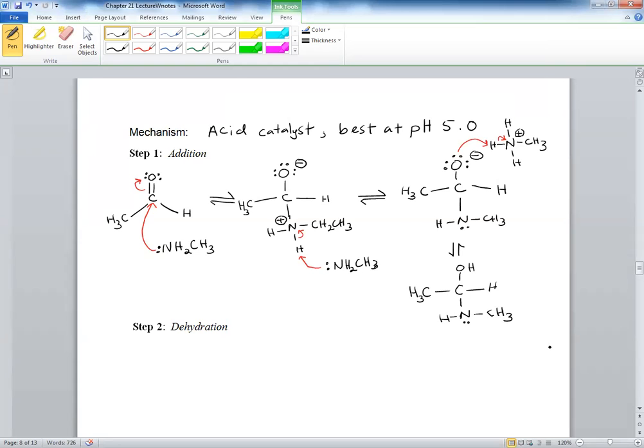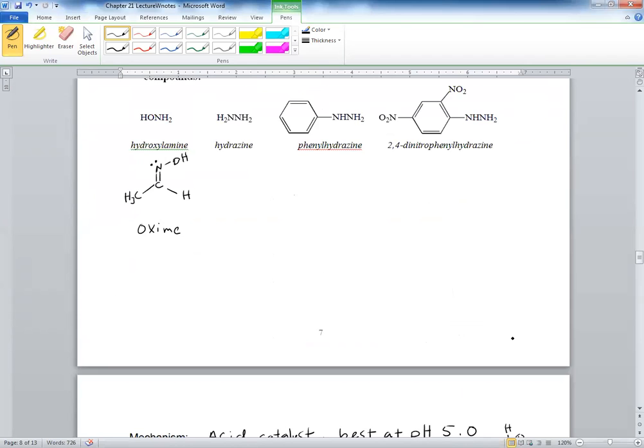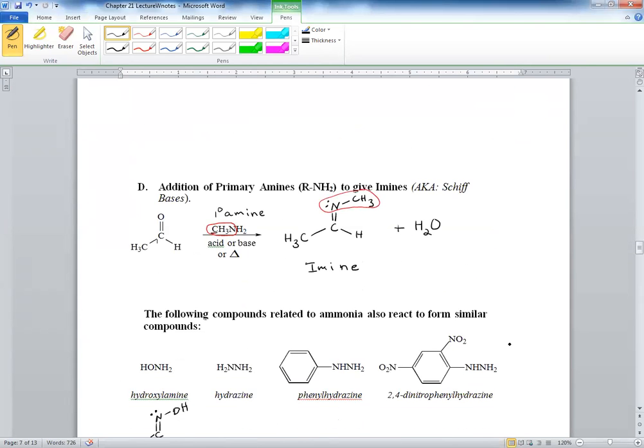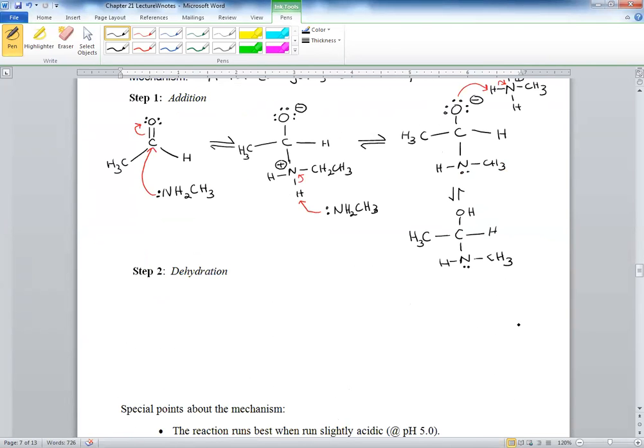So this is our product. And this product, as we mentioned, or we haven't mentioned that, that has a name. It's like a hemiacetal. Remember, in the hemiacetal, you had an OCH3 or an OR. Here you have an N, or the amine portion. So this has a name.